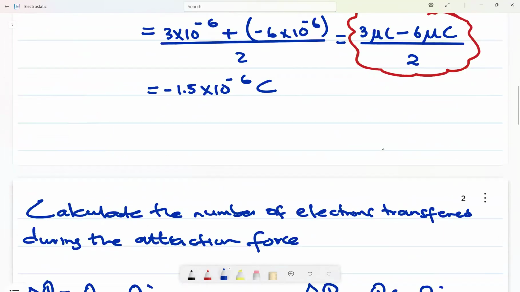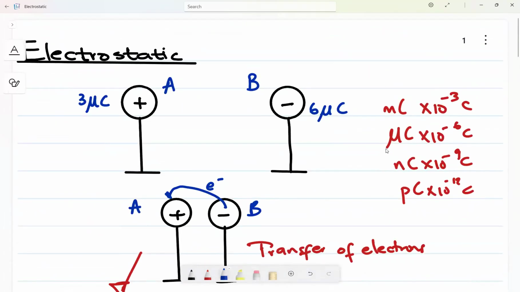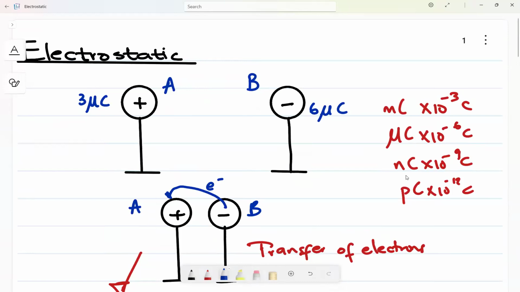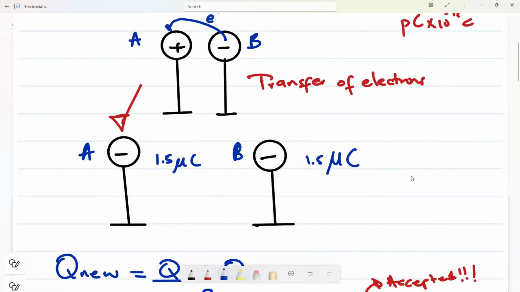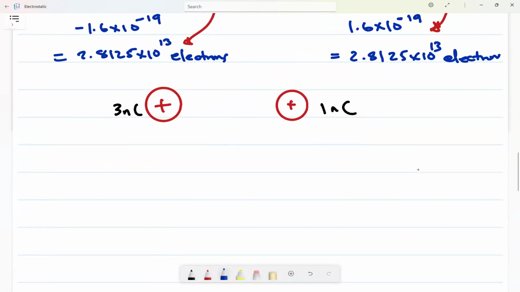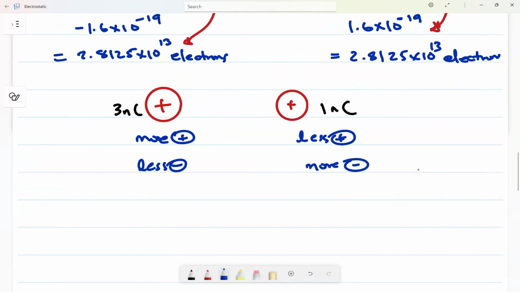Remember when I started, I did not say the electrons move from negative to positive. I said the electrons move from the one that has more electrons than the other. So if they are both positive like this, which one has more electrons? This one has more electrons because it has fewer protons than this one. Here it has more protons. This one has fewer protons. It means now this one has more electrons, this one has fewer electrons.